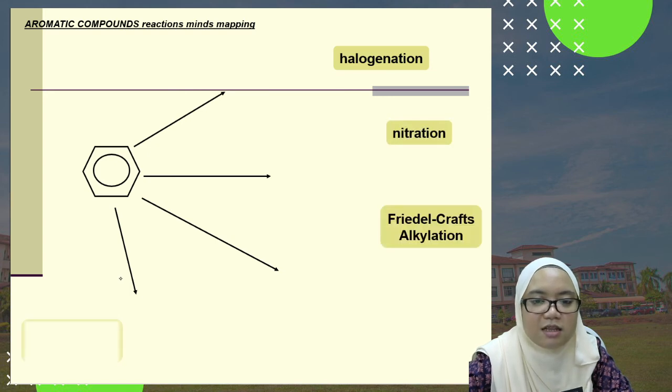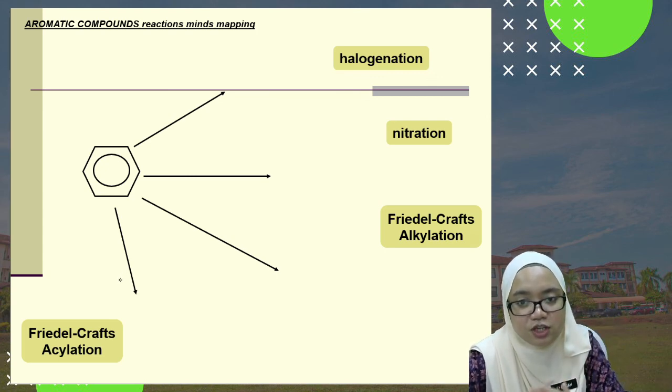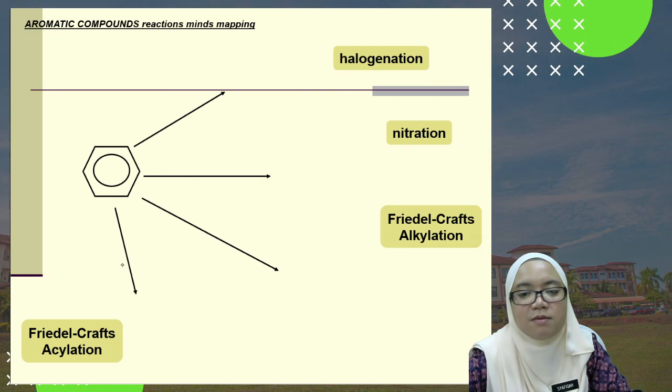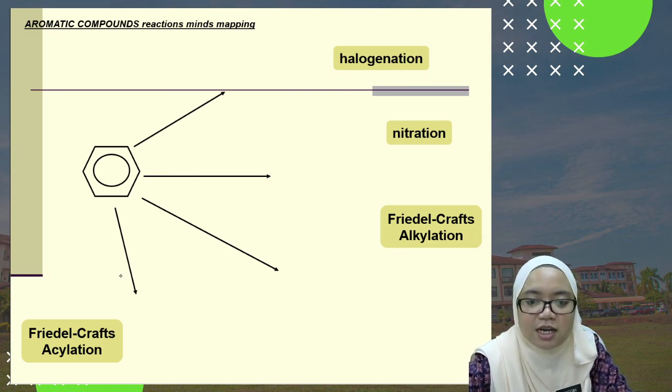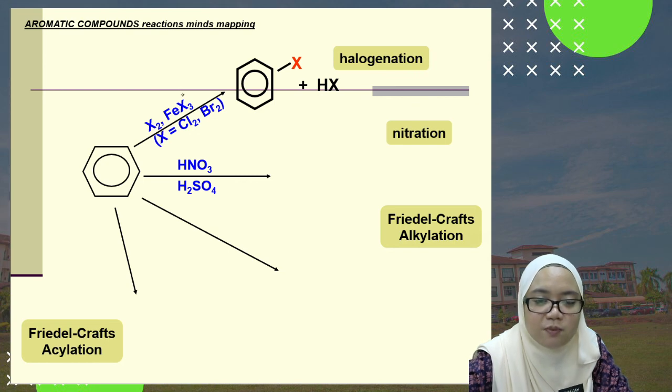So dekat sini kita tengok yang benzene ring dia boleh undergo 4 types of reaction. So reaction dia adalah electrophilic aromatic substitution reaction. And ada 4 lah bawah dia tu. Yang pertama halogenation, yang kedua nitration, yang ketiga Friedel-Crafts alkylation dan yang keempat Friedel-Crafts acylation. And kita tahu halogenation ialah di mana benzene ring react with halogen in the presence of Lewis acid, to form contohnya bromobenzene ke chlorobenzene ke, okay.